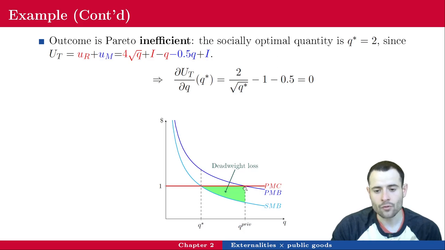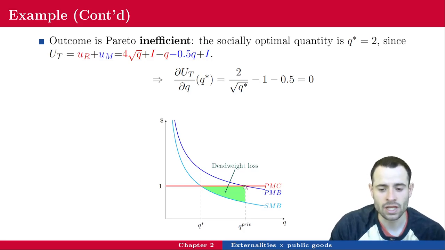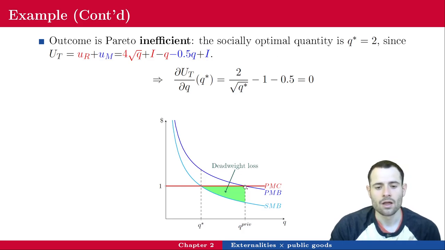Now, if Rick took into account the damage he causes on May, then the optimal amount of cigarettes would be where the social marginal benefit meets the private marginal cost here. And that would give you Q star. Q star is efficient because total surplus under Q star is higher than total surplus under Q prime.